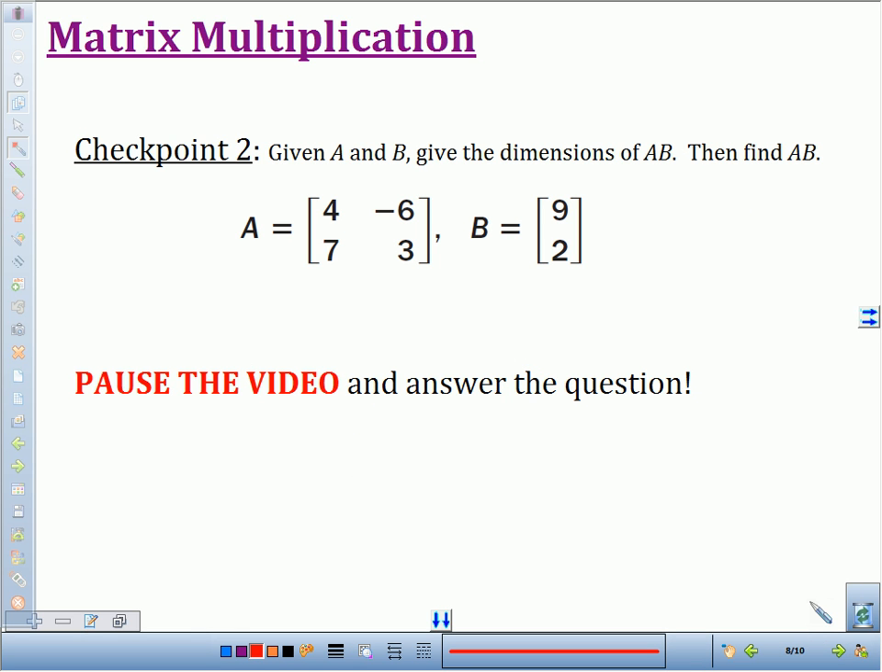All right, I want you to pause the video and answer this question. You're given matrix A and B, find the dimensions, and then multiply A by B. You'll put your answer on your note sheet and bring it to class tomorrow.